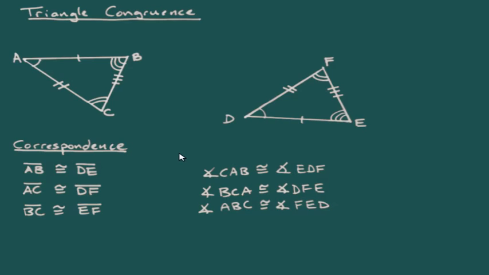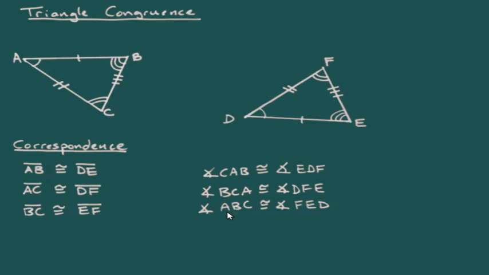Now, likewise, we have congruent angles. Angle CAB, this first angle, is going to be congruent to angle EDF. We put one angle mark there to show that those are going to be congruent. Angle BCA is going to be congruent to angle DFE, and we put two angle marks on that one to show that those two angles are congruent.